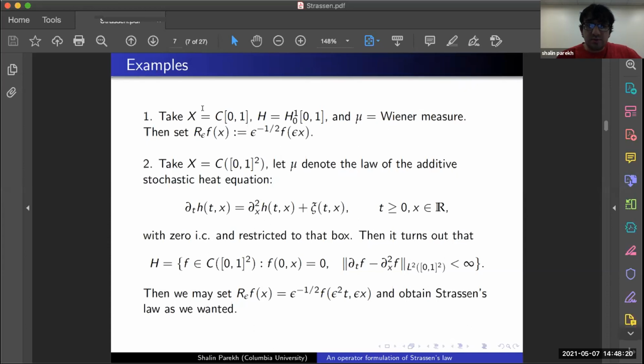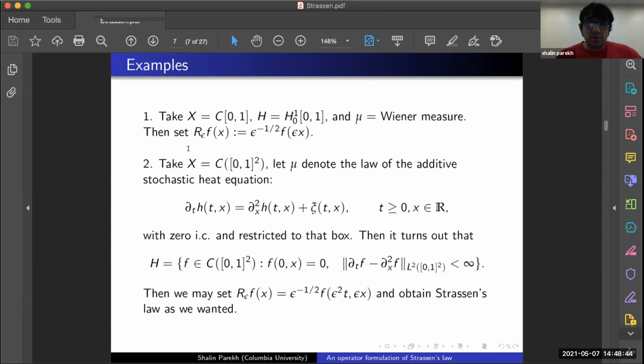The first example is just Brownian motion. You can take X to be the space of continuous functions, H to be the space of functions with square integrable derivative, and mu is Wiener measure. You set R epsilon F of X to be this thing, and you automatically recover Strassen's law. Okay, it's very easy to check all of those conditions.